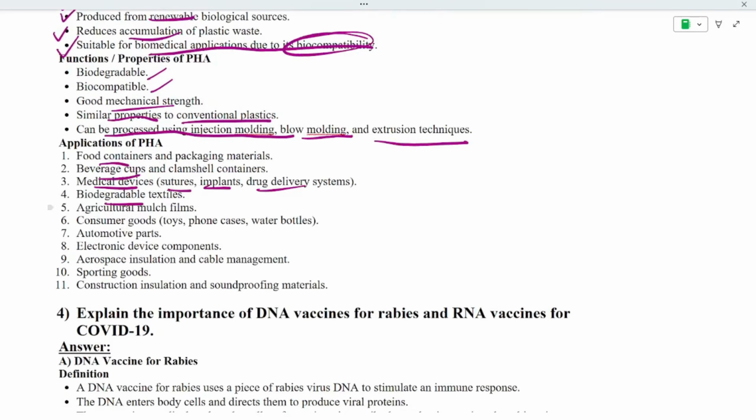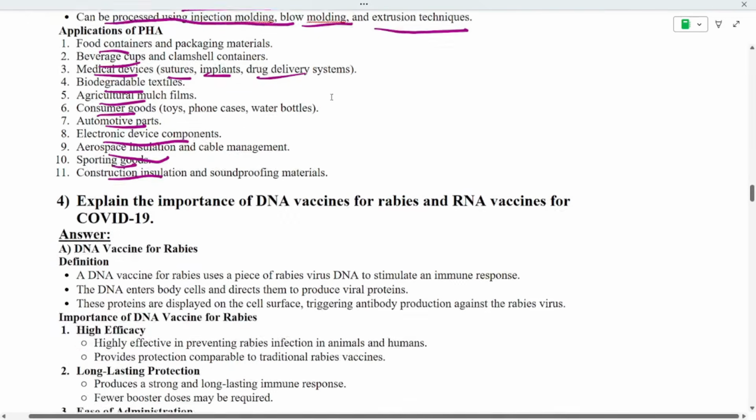and biodegradable textiles, agricultural mulch films, consumer goods, automotive parts. Next is electronic device components, aerospace insulation, sporting goods and construction insulation and all.